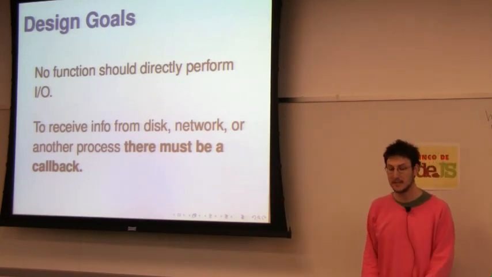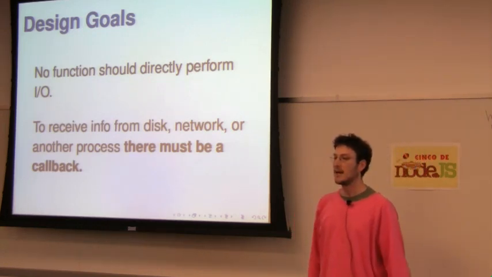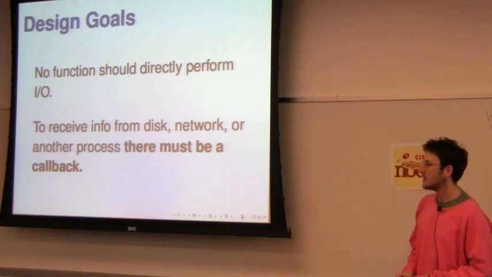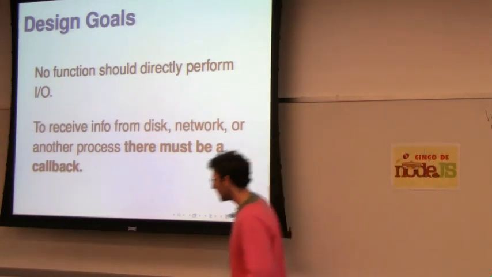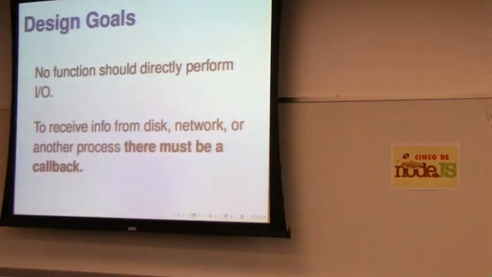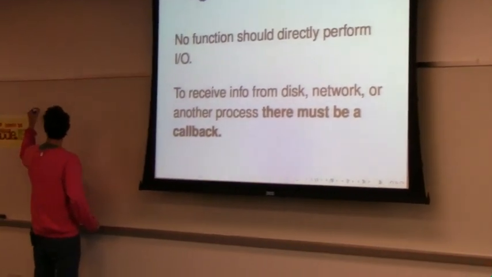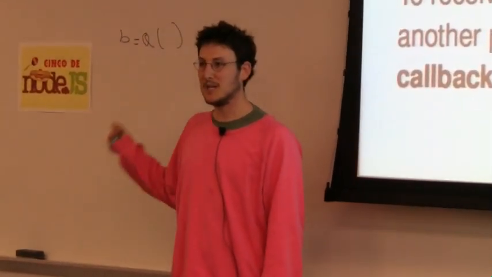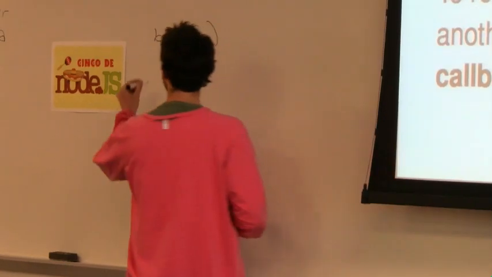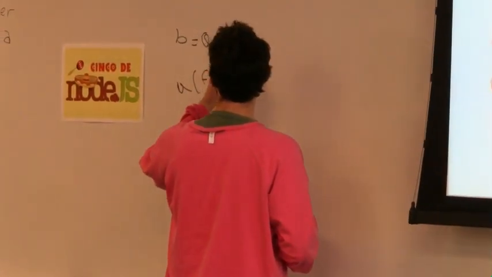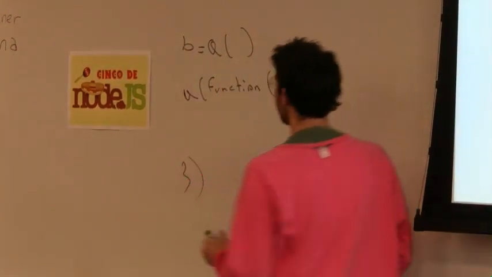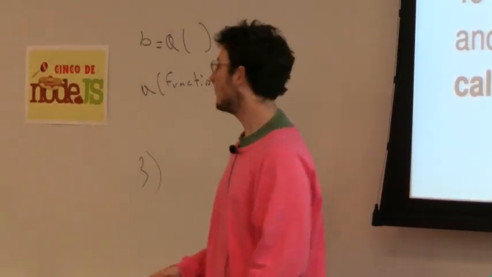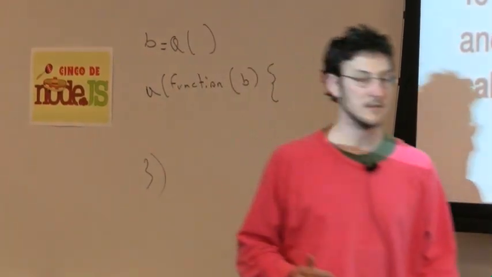So to receive info from a disk or network or another process even, you have to have a callback. So this creates a really kind of nice, people hate callbacks, but once you start using it for a while, it creates this really neat environment where you can see exactly where I/O occurs, right? Sorry, I'm going to deviate from the slides. If you have some function and you say, you know, call A and return B, in Node, you know that no I/O is being performed here because no function directly performs I/O. It's very clear that when I/O occurs, you go in an indention level. It makes it very clear where you are accessing something that's slow. You can visually see where the I/O is happening.